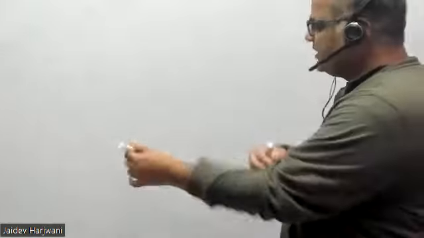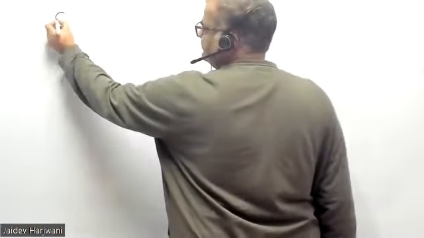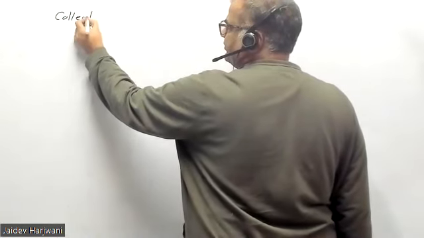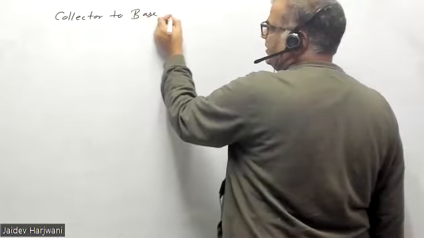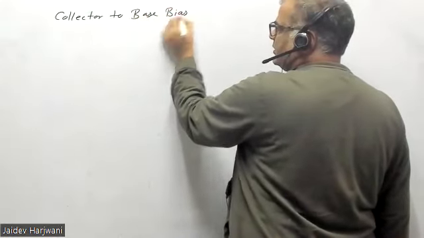So we'll see now collector to base bias. We are seeing different kinds of biasing for a transistor. So the next is your collector to base bias.